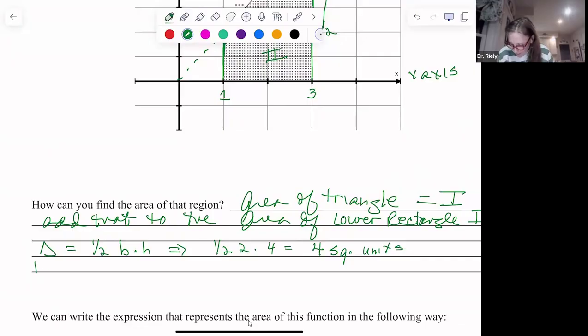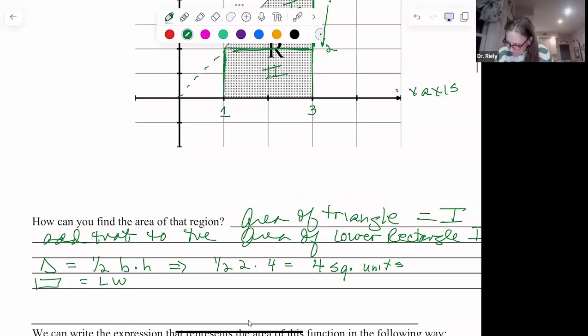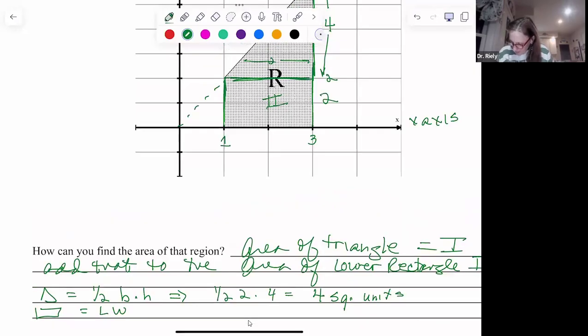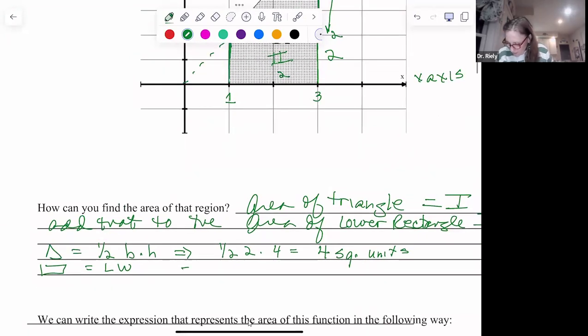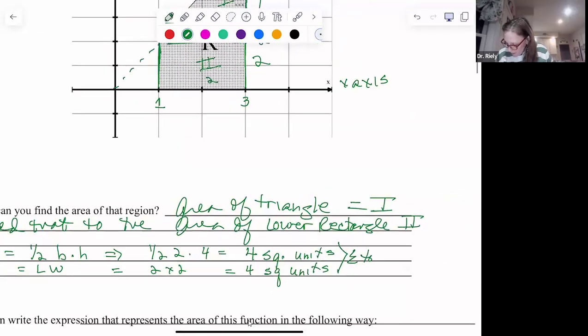Then we're going to do the rectangle. And that's just going to be length times width again. And we didn't do this height yet, so that's 2. This is also 2. So that's just going to be straight up 2 times 2, which will also be 4 square units. So they're going to sum to 8 square units.